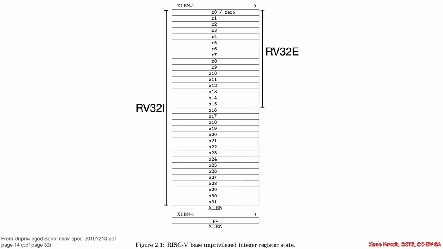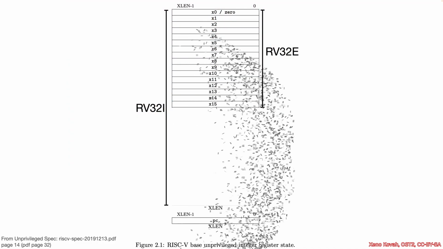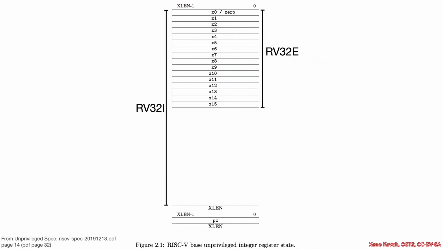So looking at that in a similar way, you know, RV32I has 32 general purpose registers, RV32E has only 16. And boom! Love that animation skills, you know.